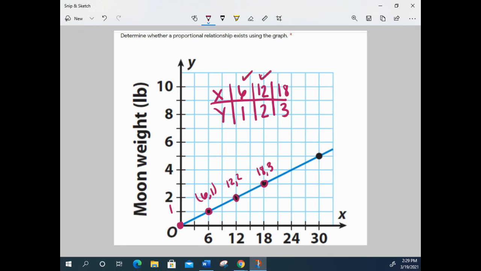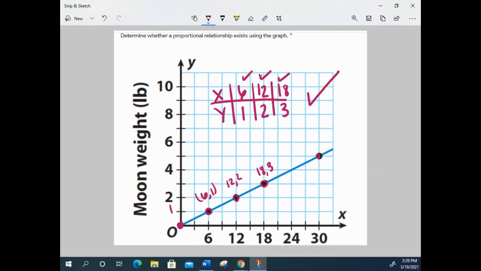So because all three of these work, and this one would work as well, because 30 divided by 6 is 5, we do have a constant of proportionality. Therefore, this graph is proportional.